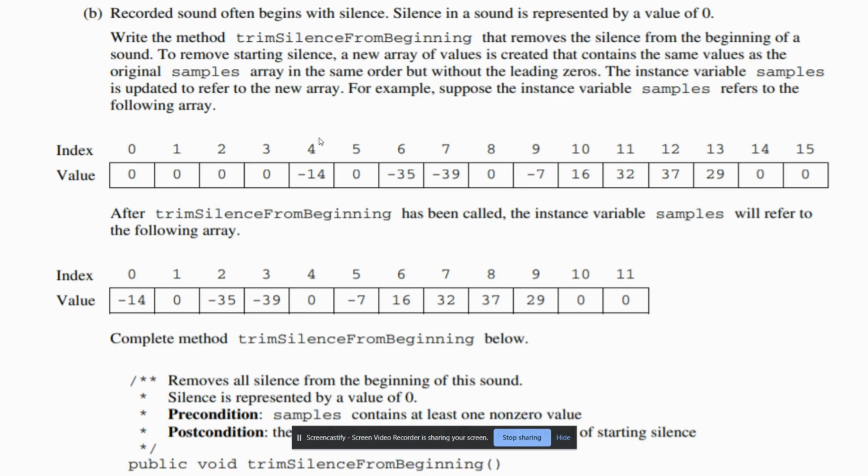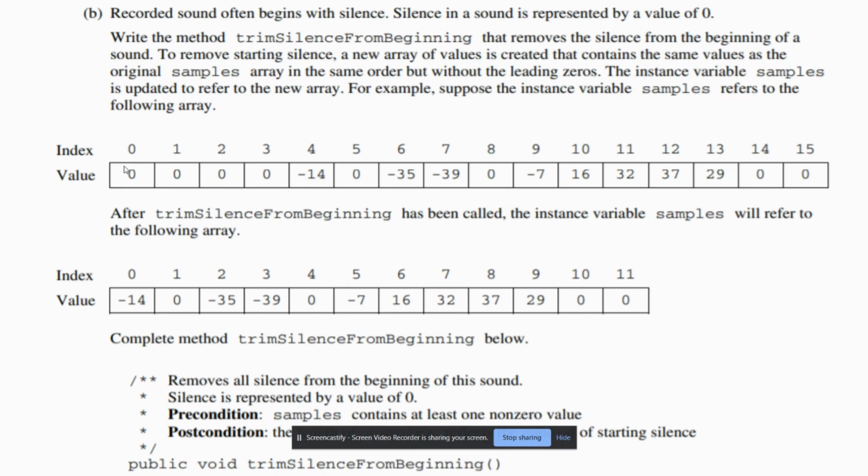To remove starting silence, a new array of values is created that contains the same values as the original samples array in the same order but without the leading zeros. The instance variable samples is updated to refer to a new array. For example, suppose the instance variable samples refers to the following array. So this is basically another example of the samples array.